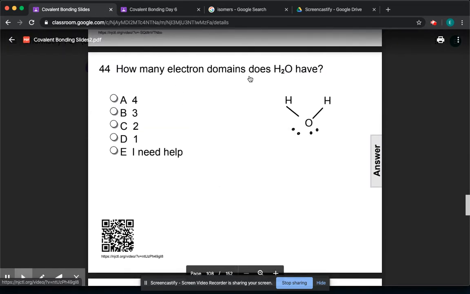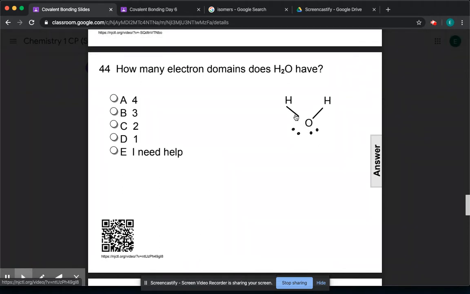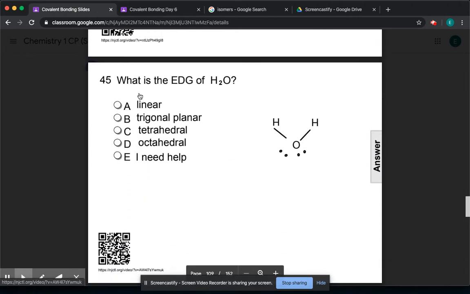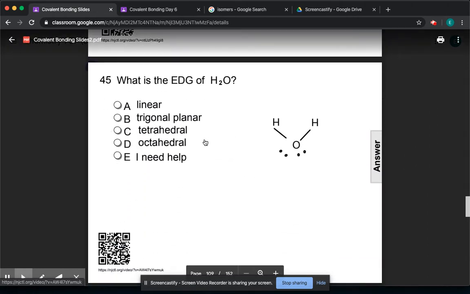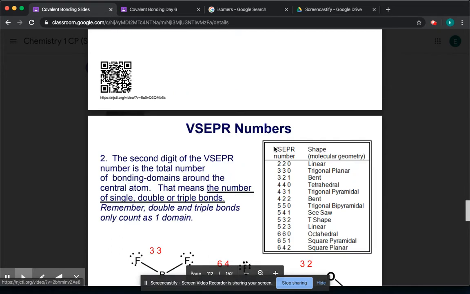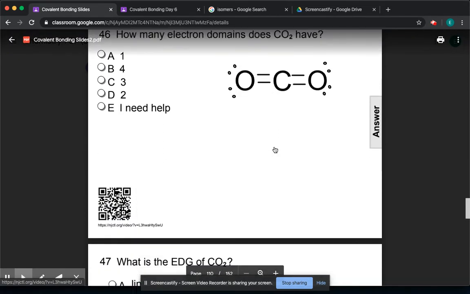This one, how many electron domains does H2O have? So it should be referring specifically to the oxygen. If we look at the oxygen, how many bonds and lone pairs does it have? It has 2 bonds and 2 lone pairs, so the answer is 4. And then the answer again would be C, tetrahedral. Okay, so those are some examples. Actually, no, this is a good example to look at.